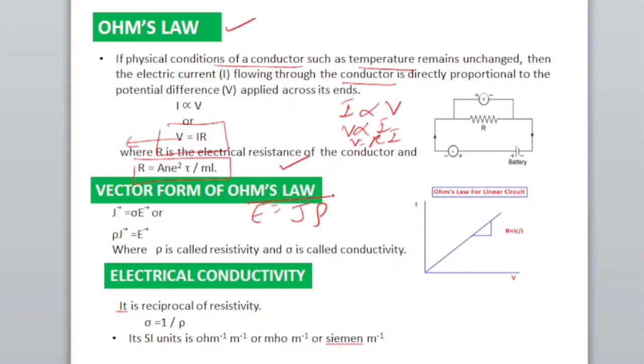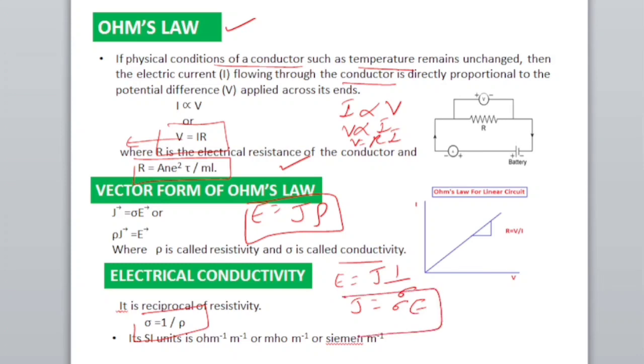So the scalar form of Ohm's law becomes E equal to J rho. J is current density, rho is resistivity, E is electric field, right? And the reciprocal of this resistivity is called conductivity sigma. Electrical conductivity sigma is the reciprocal of resistivity. So if you replace this, it becomes E equal to J, rho is what? 1 by sigma. Then the equation becomes J equal to sigma E.